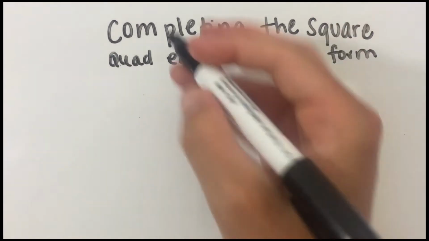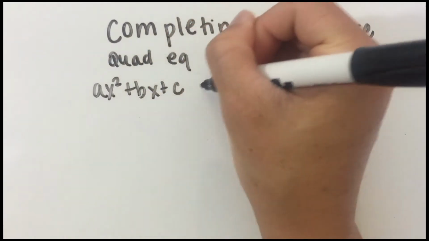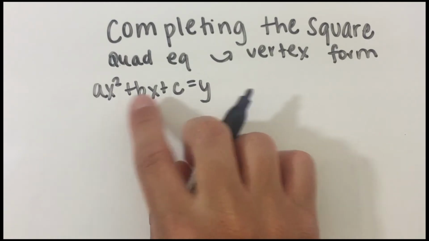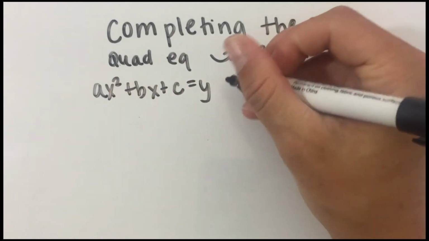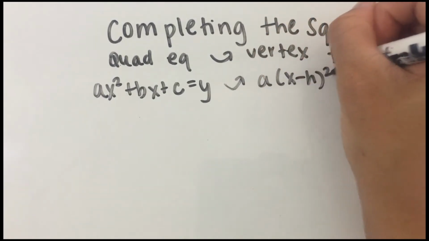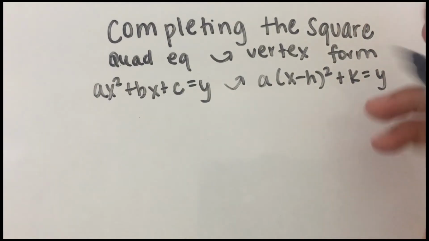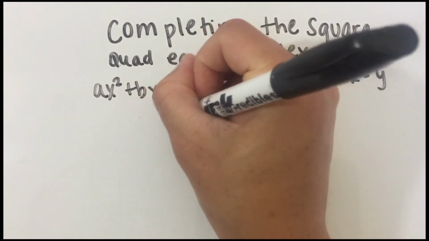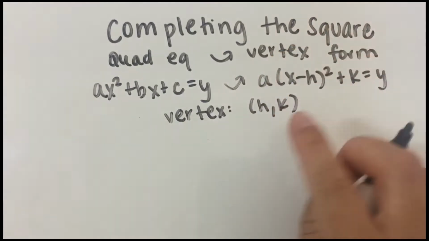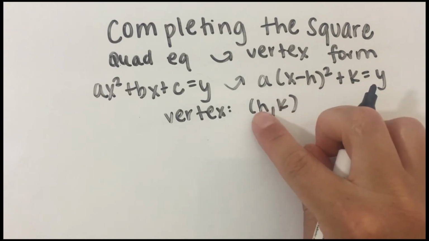And the quadratic equation looks like ax squared plus bx plus c equals y, and this is where a, b, and c are real numbers and a does not equal 0. And we want to get to a times x minus h squared plus k equals y. And here our vertex is h comma k. So we change the sign of the h here to be positive.